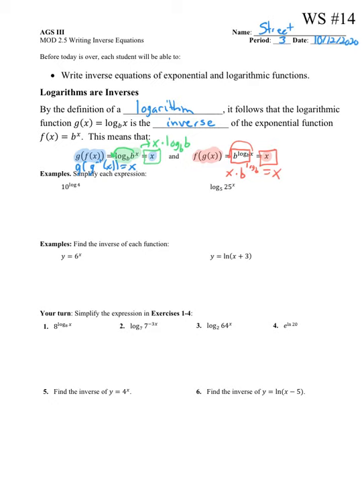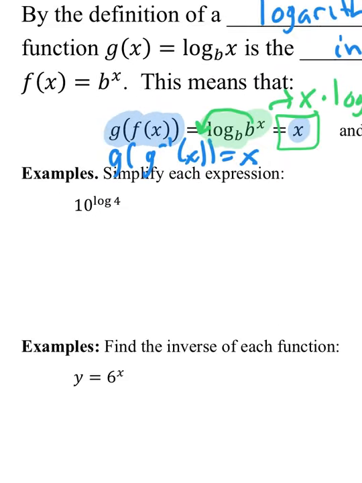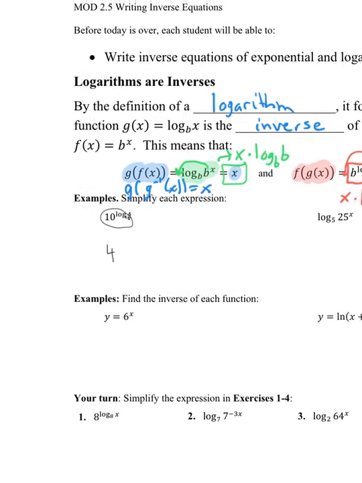On our examples today, the first couple examples, I have 10 to the log of 4, and because there's no base written there, it's just assumed to be base 10. So essentially what I have is 10 to the log base 10 of 4. So when this simplifies, I'm just going to have 4 left. That's really what's happening with that example there.